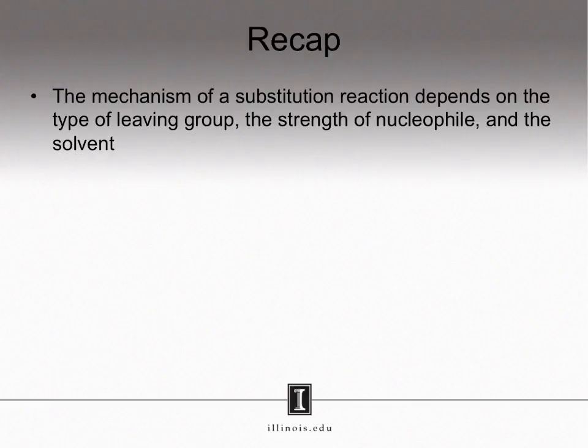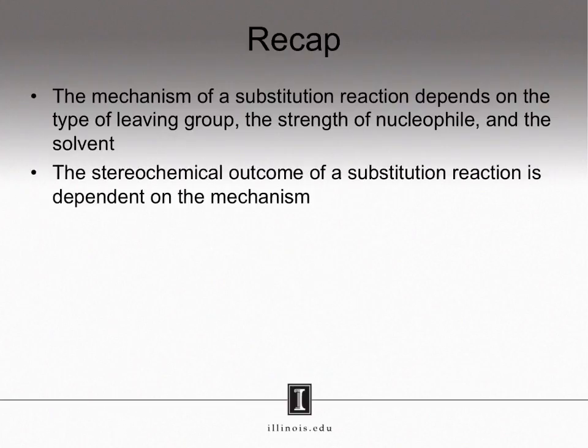That brings us to the end of this webcast. To recap, the mechanism of a substitution reaction depends on the type of leaving group, the strength of the nucleophile, and the solvent. The stereochemical outcome of a substitution reaction is dependent on the mechanism. For the concerted SN2 reaction, you get inversion of stereochemistry, whereas in the stepwise SN1 mechanism, you go through a flat carbocation, resulting in a mixture of stereochemical products.